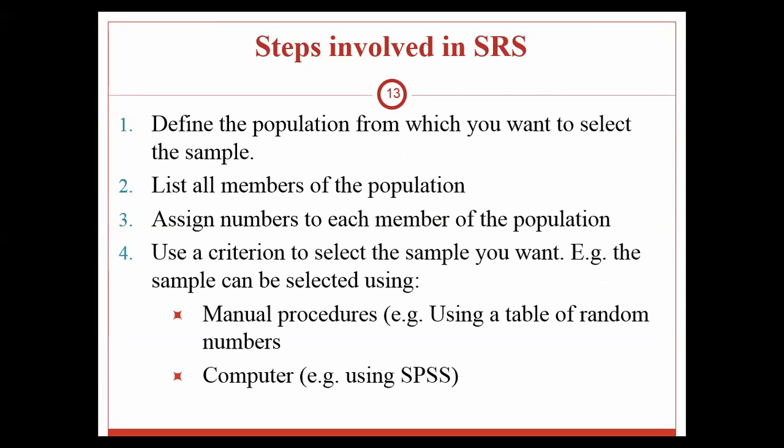There's a process of how you do this. You first define the population that you want to select. Then you list the members of the population. Then you assign a number to each member of the population. And then you use a criterion to select the sample you want. You may choose a random table or you may choose SPSS.